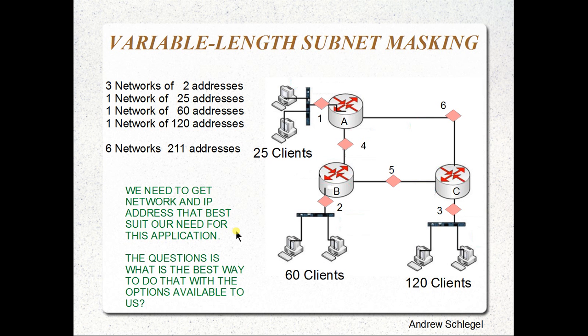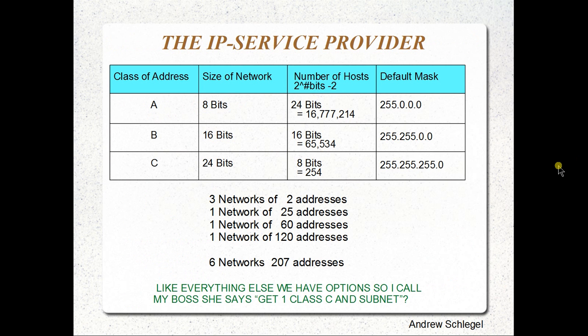Okay, so we need an IP addressing scheme that works and best suits our applications for this new network we're building for a company. So the question is, what's the best way to do that with the options that are available to us? So I go to my service provider and say, we need to buy a network scheme. What are the options? And they say you can buy a class A, B, or C.